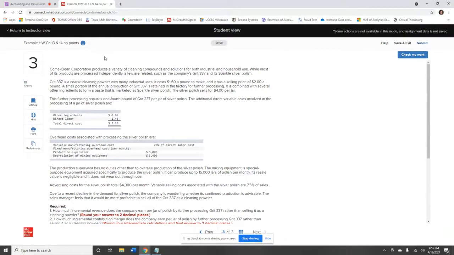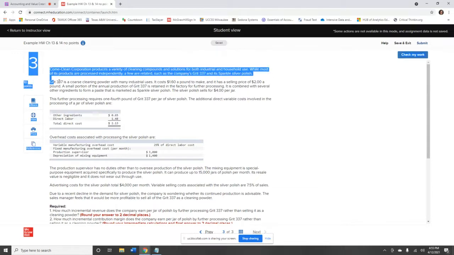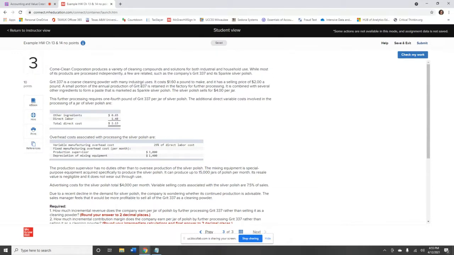So here's what we got. We got a company that makes something called Grit 337 and Sparkle silver polish. So there's grit and sparkle. They make the grit, and then when they end up with grit, they can process it a little bit more, and then it turns into sparkle, right? So they've got two choices.